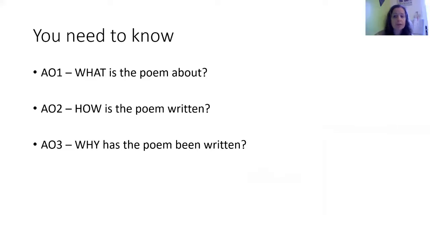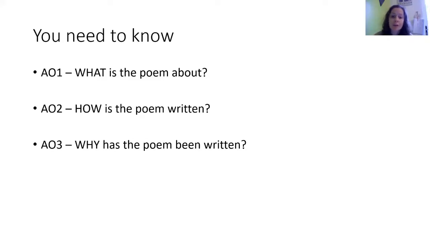Just like all the literature questions, the assessment objectives stay the same. Assessment objective 1 is the writer's ideas. What is the poem about? Now we know they're about power and conflict because that's the title of the anthology. So what power struggle or what conflict is present in the poem?